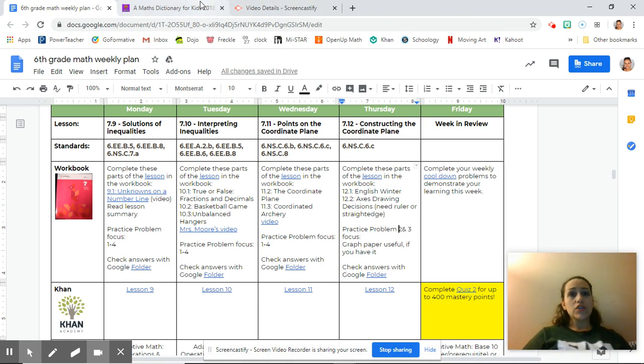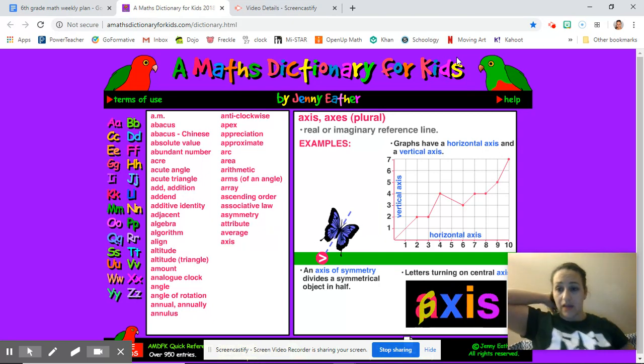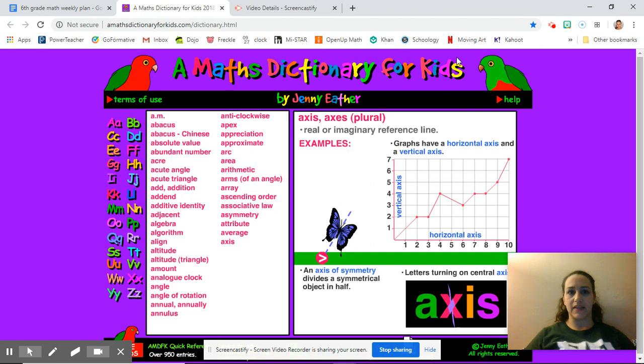One other thing really quick before I get into the lesson: I have a tab open here called Math Dictionary for Kids. My homeroom team, I have suggested all year long that they add this as a bookmark, and I would recommend it for any other students as well. It shows things in very kid-friendly language, and there are always visuals to go along with it. I've got it clicked on axis right now, which is a word we're going to be focused on.